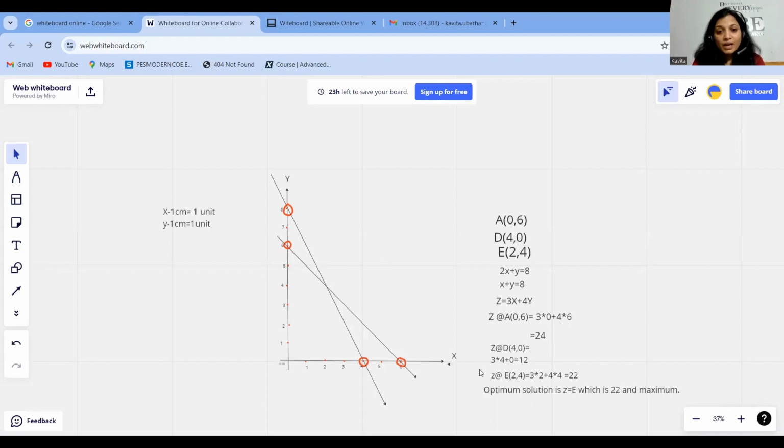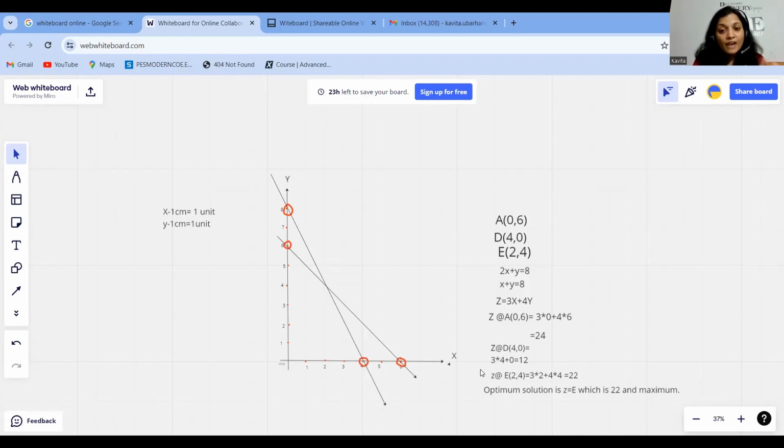Now the next part is we need to identify the feasible region. Okay, we need to find out the region where all your constraints are satisfied, that is called the feasible region. That means your objective function, like z is equal to 3x plus 4y, and the constraints will be satisfied in that particular region. That region we are going to find on this graph.